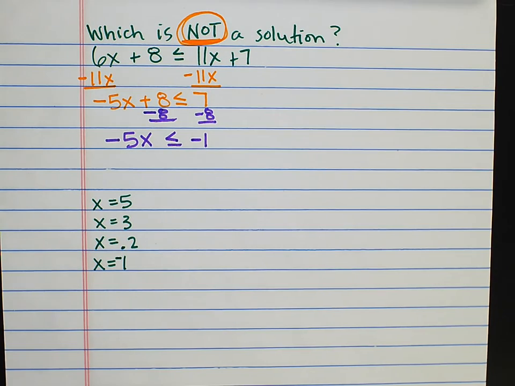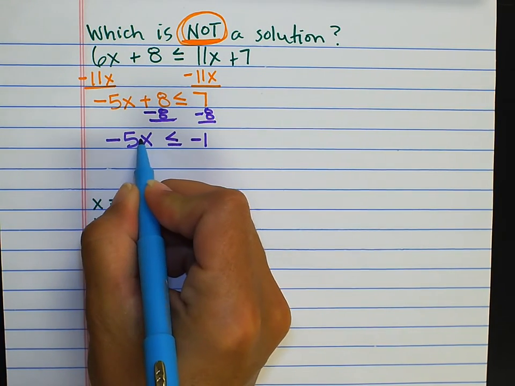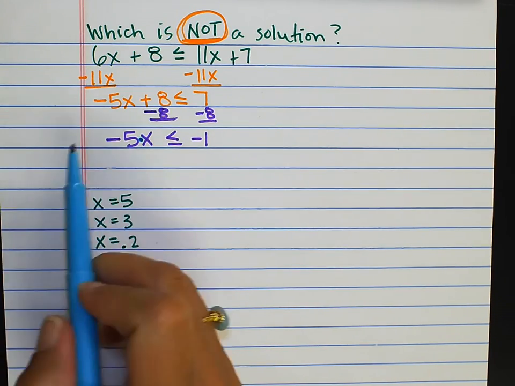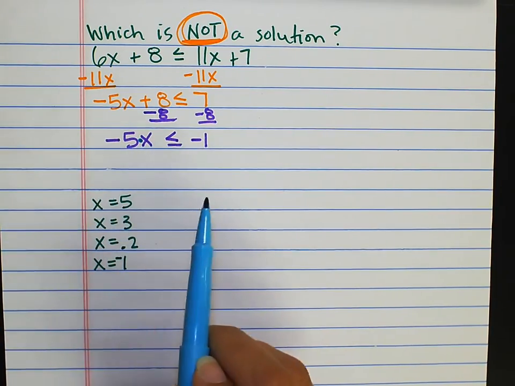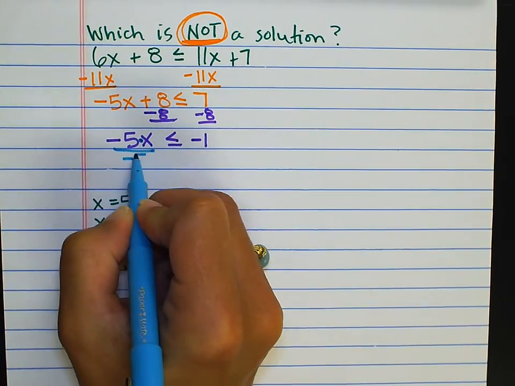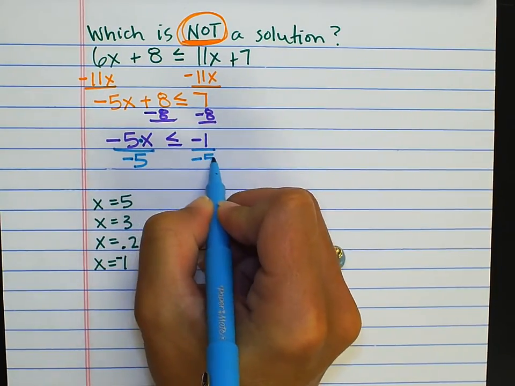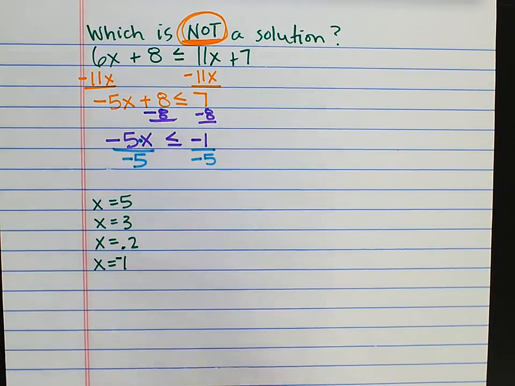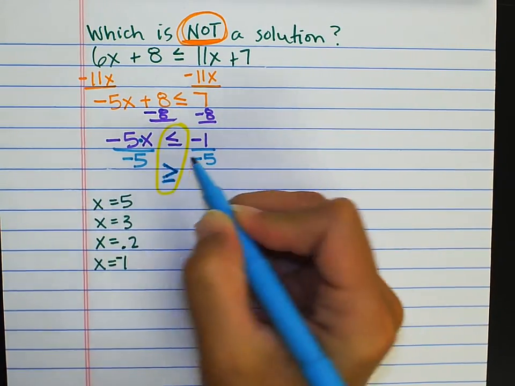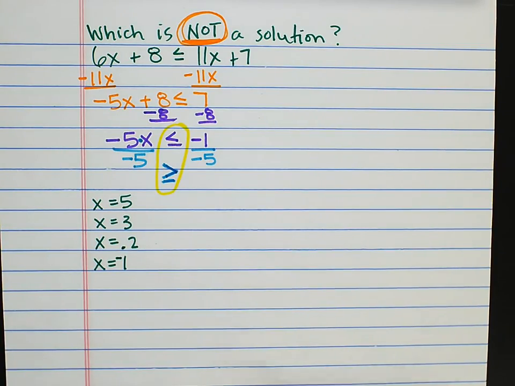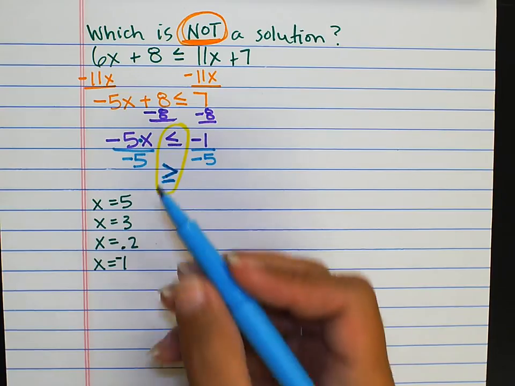I want x by itself, so I need to get rid of that negative 5. This is negative 5 times x. Be very careful. It is a negative 5, but what is it doing to x? It's multiplying. The opposite of multiplication is division. So I'm going to divide by negative 5. Ding, ding, ding, ding, ding. My alarm starts going off in my brain. If I divide by a negative number, I must flip the inequality sign. So before I even simplify, I'm going to flip that sign so that I don't forget to do that.